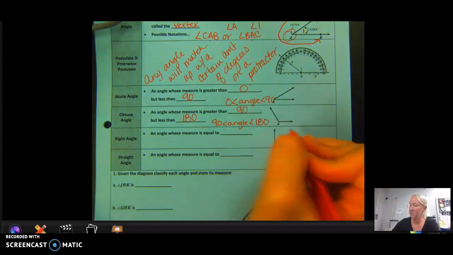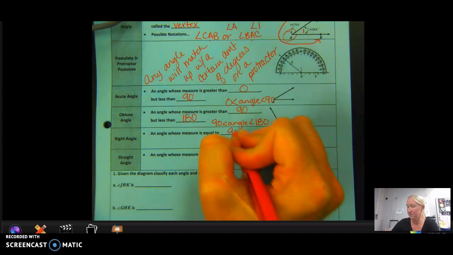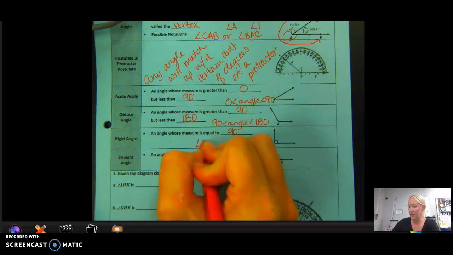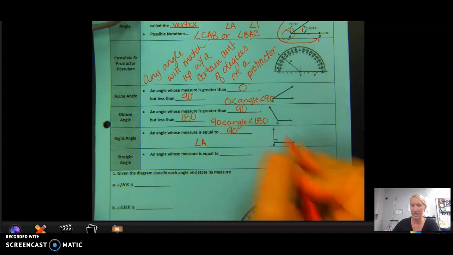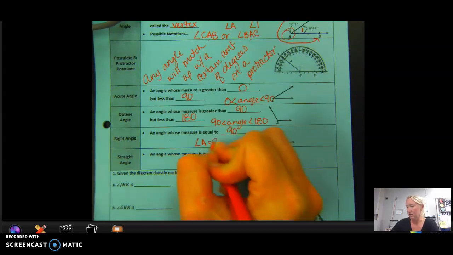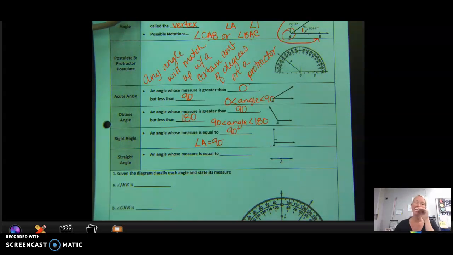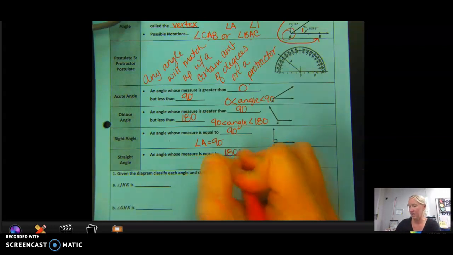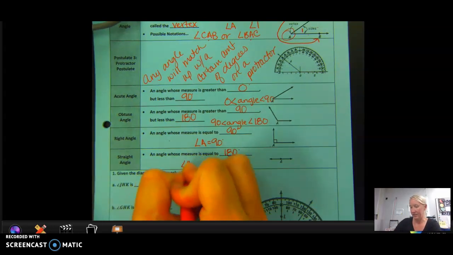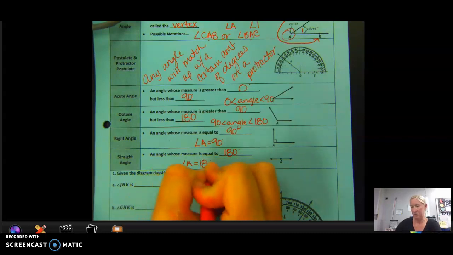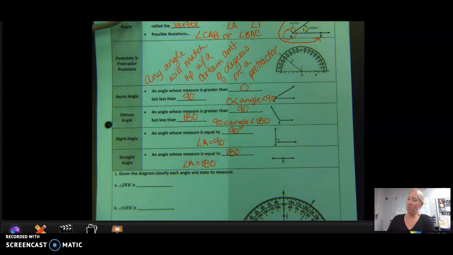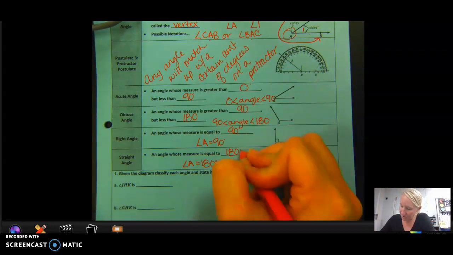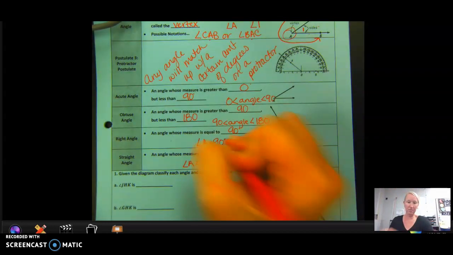A right angle is an angle whose measure is equal to 90 degrees. So in this case, angle A, see its vertex is A, and there's only one angle at the vertex, is equal to 90 degrees. And then a straight angle is an angle whose measure is equal to 180 degrees. So it looks like a straight line. So angle A is equal to 180 degrees if it's a straight angle. What you'll see a lot of times is a little circle up here. That's the degree symbol. Okay.